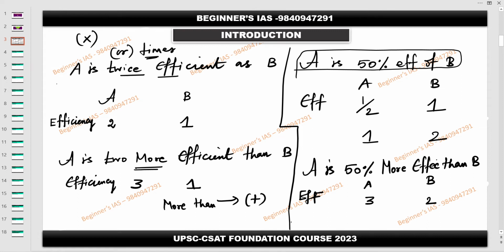So A is 50% efficient of B. 50% means what? If you are capable of doing 100 jobs, then A is capable of doing only 50%, which means 50 jobs. In the second statement, A is 50% more efficient than B. So if you are 100% efficient, then A is going to be 150. Understanding the difference, everyone?